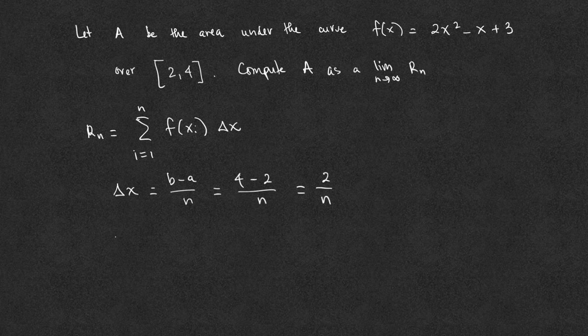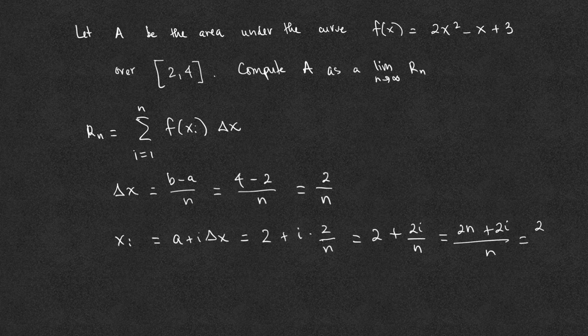Then we still need to have xᵢ so that we can write f(xᵢ). Using the right endpoint, xᵢ is always a plus i times Δx. a in this case is 2, plus i, Δx is 2 over n. So this simplifies to 2 plus 2i over n, and this will give us xᵢ. If we want to simplify this further, then this is (2n + 2i)/n, or 2 times (n + i)/n. But this is only Δx.